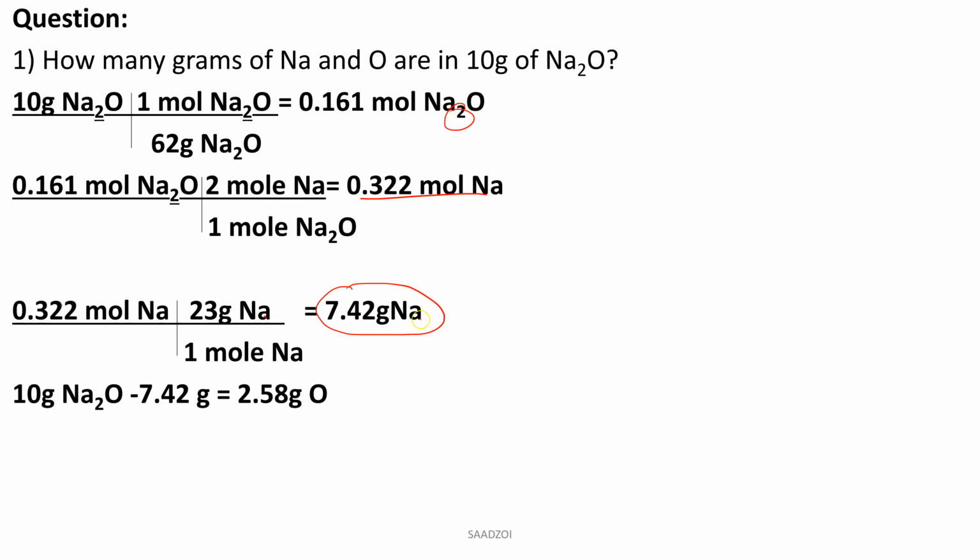Now, if I was trying to figure out the oxygen, just take your total mass. You know 7.42 is Na, so guess what the rest has to be? That's right, oxygen. So that's where you get the 2.58. So that's how you use stoichiometry in the compound to go between 2 different chemicals inside of a compound.